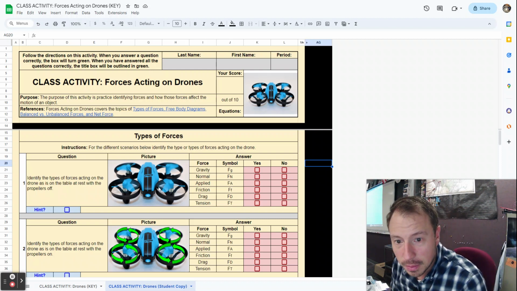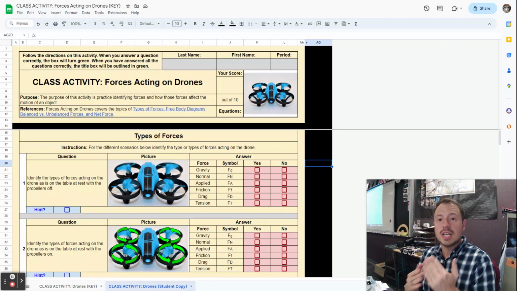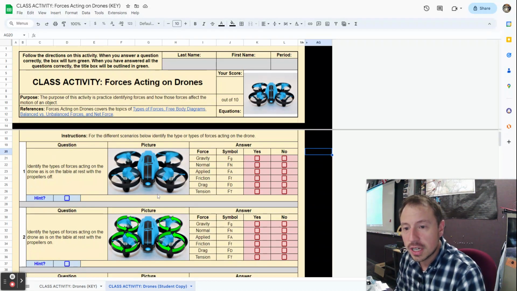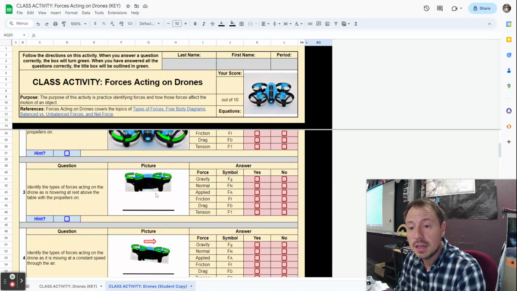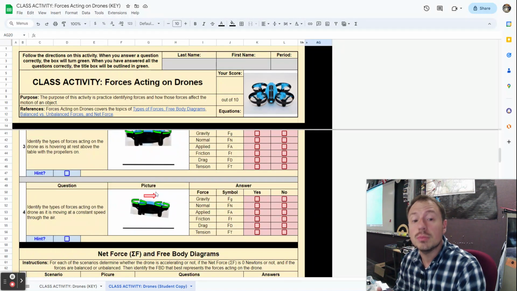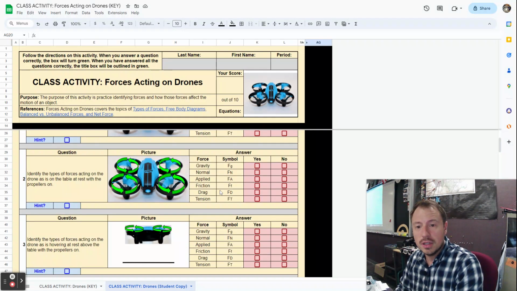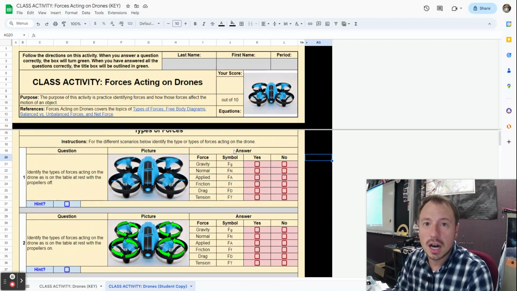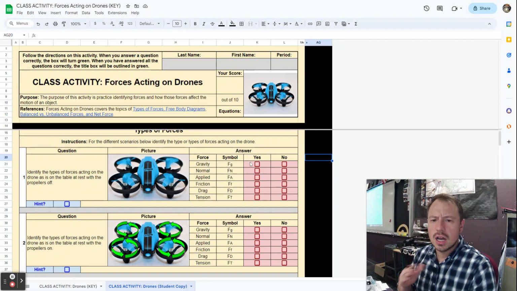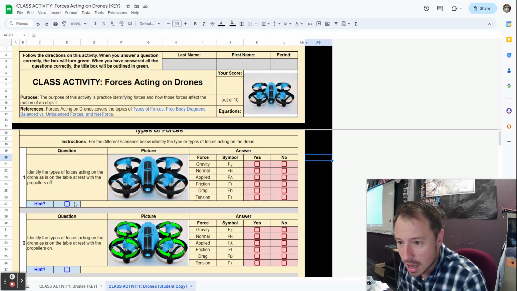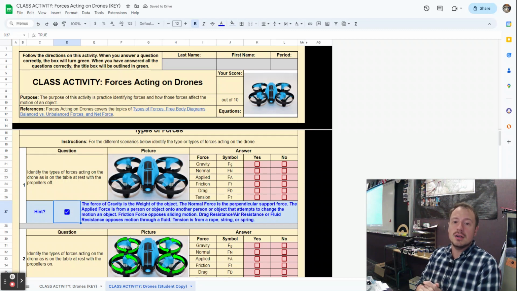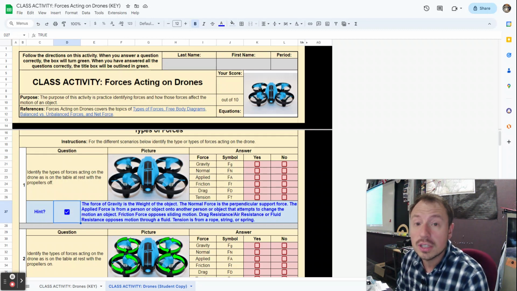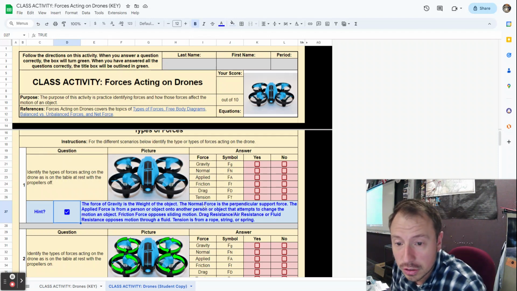So the first four problems are looking at the types of forces acting on a drone, and there are four different scenarios. One, it's just at rest on the table. Two, rest at table, but the propellers are spinning, hovering in the air, and moving forward. For this, there are six different forces that we've talked about. Sometimes tension force is split into tension and spring, I just include them. And as a hint, I've given you all the different types of forces and what they are, those definitions.